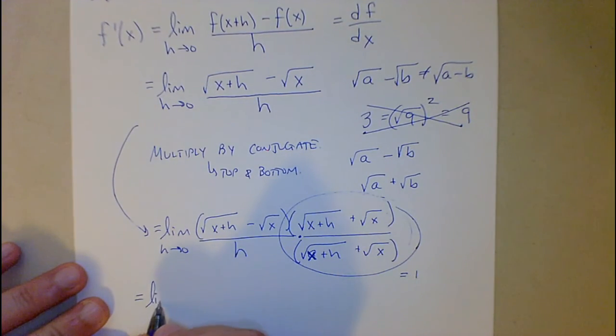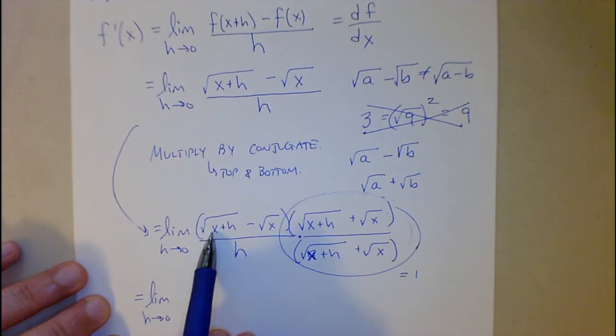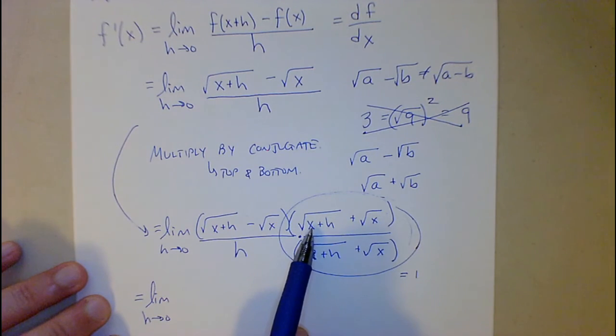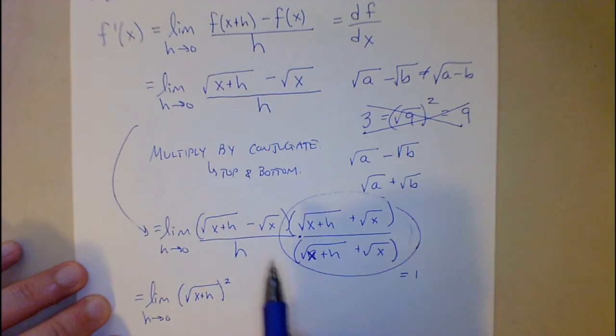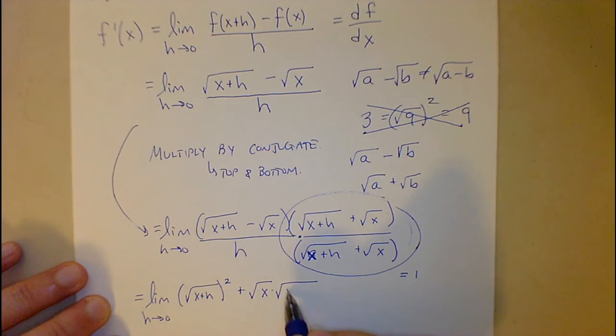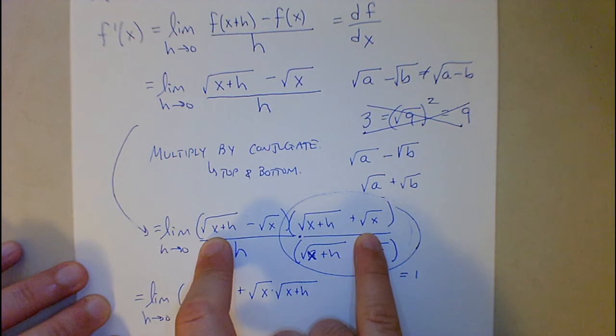So I get the limit as h approaches 0. Okay? And let's take this nice and slow. The square root of x plus h times the square root of x plus h, that's the square root of x plus h squared, because it's something times itself, right? Here I have plus the square root of x times the square root of x plus h. I'm foiling this out essentially, right? First, and then I just did the outer. The square root of x times the square root of x plus h.